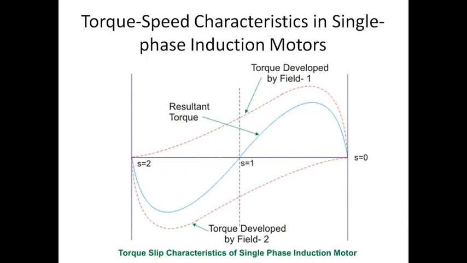This is the torque speed equation of your single phase induction motor. See, the phase is different. When slip is 0, I take the torque equation like this, and when slip is 2, I take the torque like this. Torque developed by field 1 and torque developed by field 2 is nothing but your stator as well as your rotor.